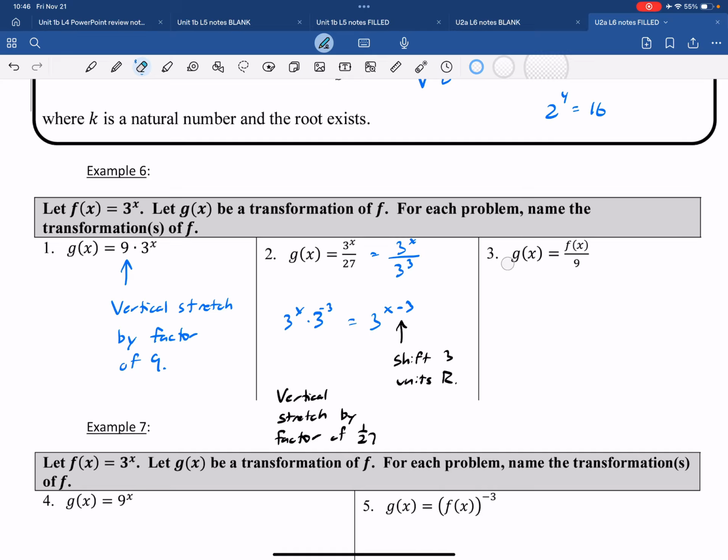So this last one, very similar, right? We have, I'm just going to write it as a vertical stretch by a factor of 1 over 9. Okay? So this is a vertical stretch because we don't know the common exponent, right? We can't, like we did here, convert the 27 to base 3 and combine it with here. We don't know what f of x is. So this third one is a vertical stretch by a factor of 1 over 9.